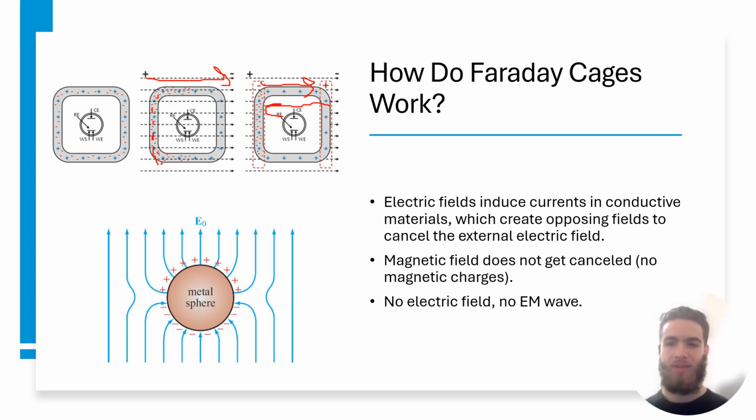And this lines up perfectly with the boundary conditions that we've been talking about so much in this course. And in the bottom image here, we can see that there is no electric field inside of this conductor. Also, on the right, I noted that magnetic fields on their own will not get canceled. For example, the Earth's magnetic field, so your compass will still work inside of a Faraday cage. And this is because there are no magnetic charges. But this is okay because if there's no electric field, then there's no electromagnetic wave. So you'll be able to successfully block out your radio waves and everything like that.